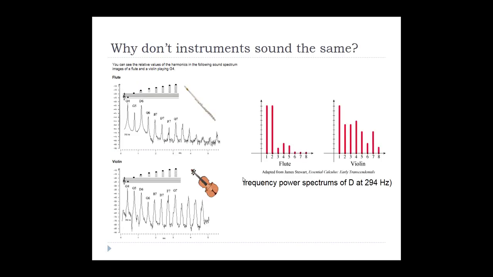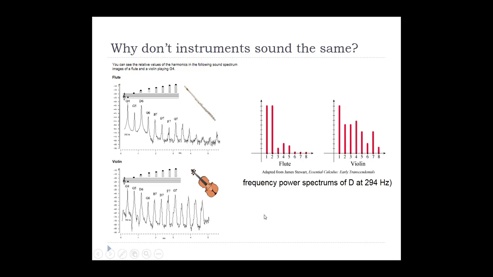So why don't all instruments sound the same? Well, this harmonic structure is what matters. So here I have a flute versus a violin, both playing a D note at 294 hertz. And they're not the same. For the flute, the first and second harmonics are almost equal, and then the higher harmonics are all very small. For the violin, it's almost triangular, where first is high and the second's a little lower and the third's a little lower, and you can kind of see the triangle that I'm trying to look at there.